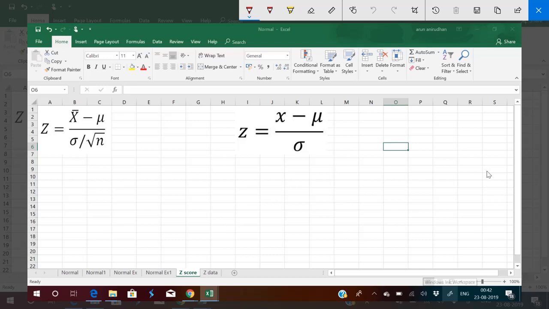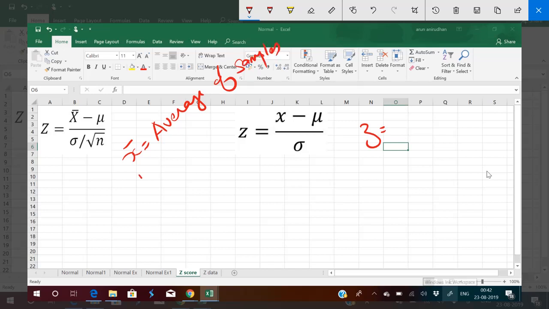Actually Z means how far from the mean the value will be. Okay, if you get a value, how far that value is from the mean. To find that, we use the Z score. Okay, so here S bar means, what is S bar? S bar is the average of the samples.